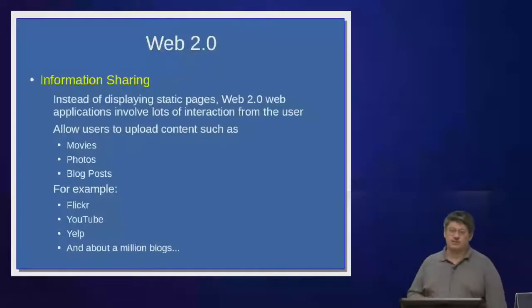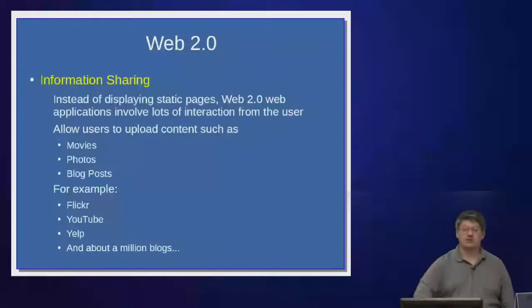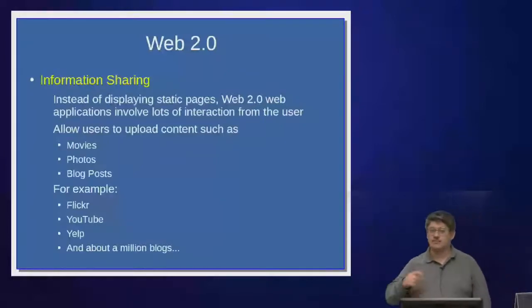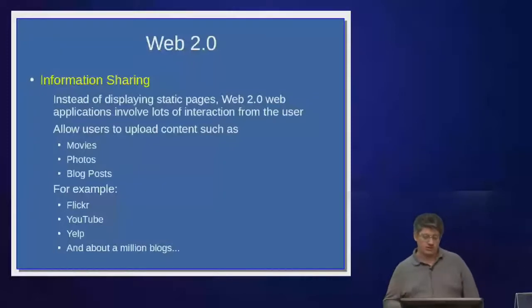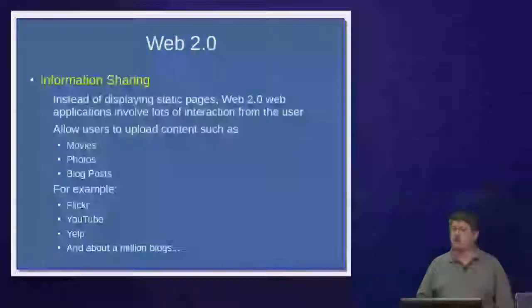So what are some of the principles of Web 2.0? What are some of the general features? Well, in general, Web 2.0 websites involve information sharing. So instead of displaying static pages, they involve lots of interaction with the user. And so users can upload content like movies and pictures and blogs and hotel reviews. So for example, Flickr and YouTube and Yelp are examples of Web 2.0 sites. And of course, all the blogs out there.